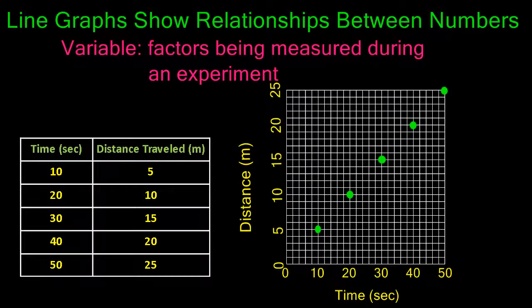We're not quite done with our line graph until we've actually drawn the line. The line will just connect all the data points that you've created. There we go. Now you can visually see the relationship between these two numbers, how fast or how far this object is traveling over a certain amount of time. Line graphs show the relationship between two different variables, in this case, numbers, quantitative data.